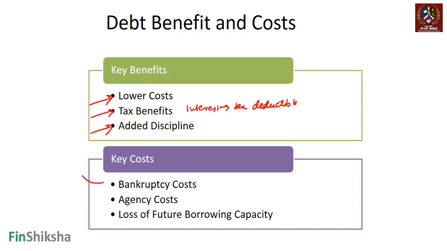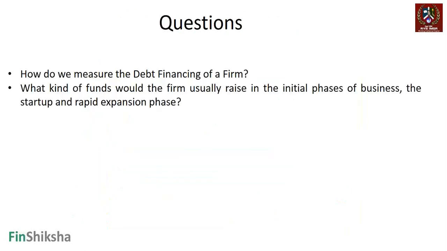Key costs include bankruptcy costs, which is when the firm does not really repay the loan, right? Once you have taken the loan, you may actually go over and file for bankruptcy. Agency costs arise when the stockholder and the bondholder interests don't match. As a bondholder, you can give debt to the company, but as a stockholder, it might make sense to probably invest that in ultra aggressive projects, for example, right? And loss of future borrowing capacity, right? We'll look at all these in detail as we go along.